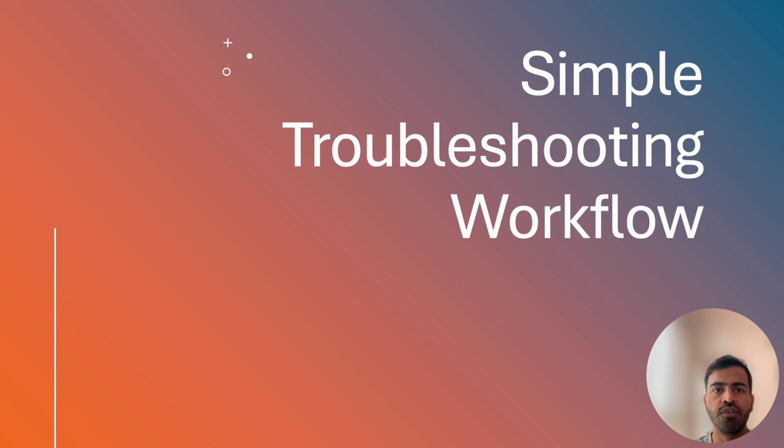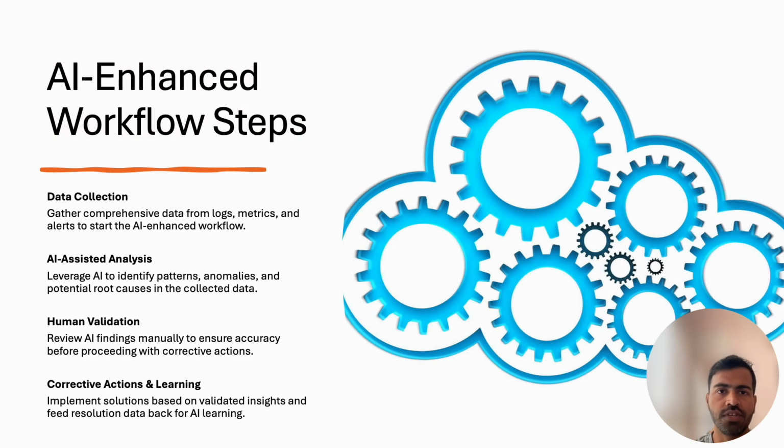AI enabled workflow steps. Let's understand it. A streamlined troubleshooting workflow integrates AI at key stages. Step 1. Collect comprehensive data from logs, metrics, and alerts. Step 2. Use AI assisted analysis to identify pattern anomalies and potential root cause. Step 3. Validate AI findings through human review to ensure accuracy.